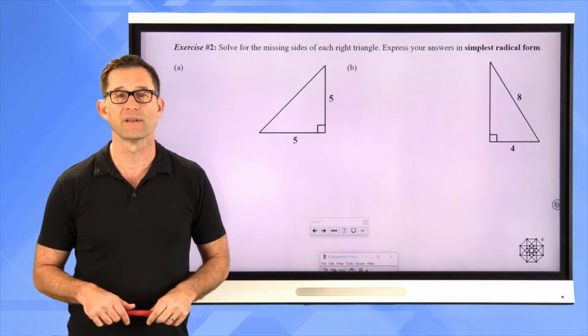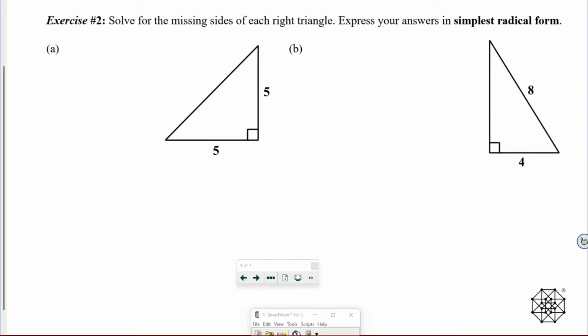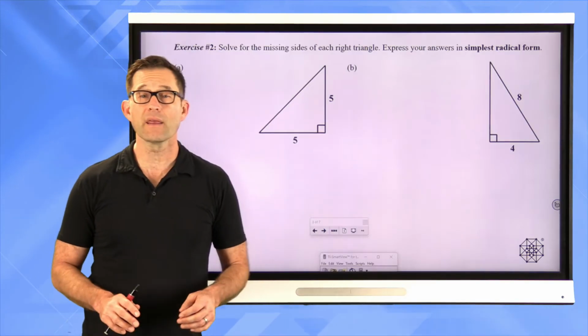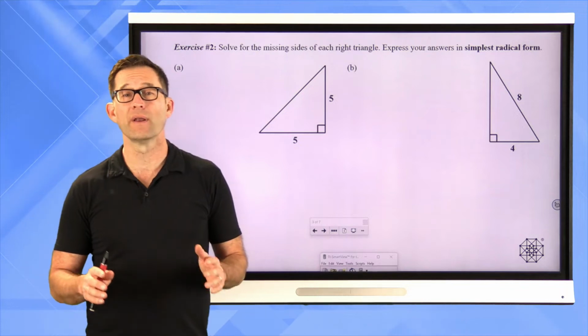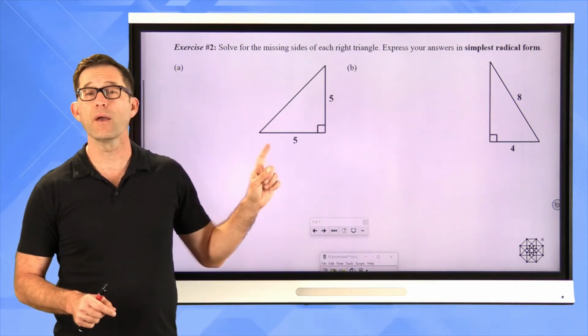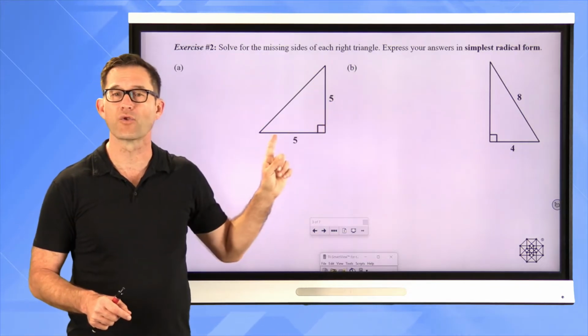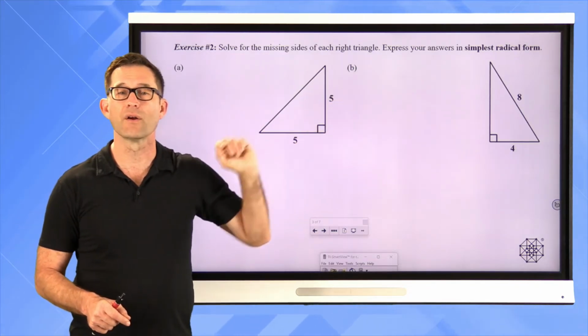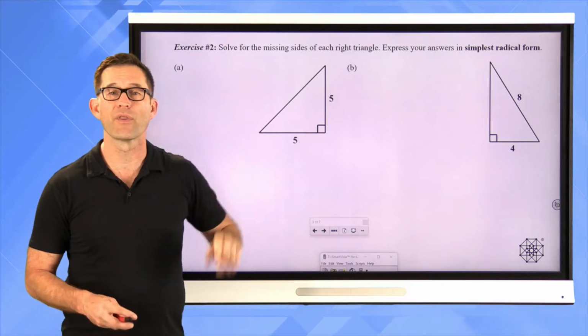Let's take a look at exercise number 2. Solve for the missing sides of each right triangle. Express your answers in simplest radical form. Awesome. So yet again, the first thing that we want to do is identify whether we're solving for the hypotenuse or one of the legs. And in letter A, where we have this isosceles right triangle, we've got the two legs, they're 5 each, and we're looking for the hypotenuse.